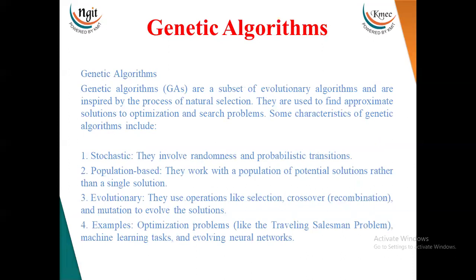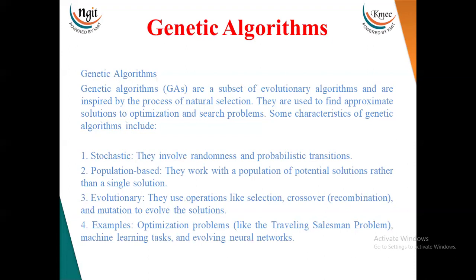Now, what are genetic algorithms? What are their features? These are a subset of evolutionary algorithms, inspired by the process of natural selection. Our normal traditional algorithms are deterministic, whereas these are stochastic, population based, and evolutionary. What is meant by stochastic? There we don't have the perfect input or perfect output, and we cannot predict it beforehand. It involves more randomness and uses probabilistic transitions.